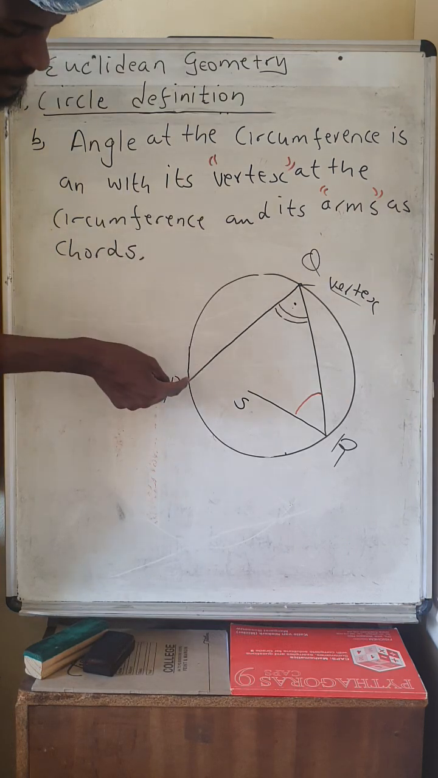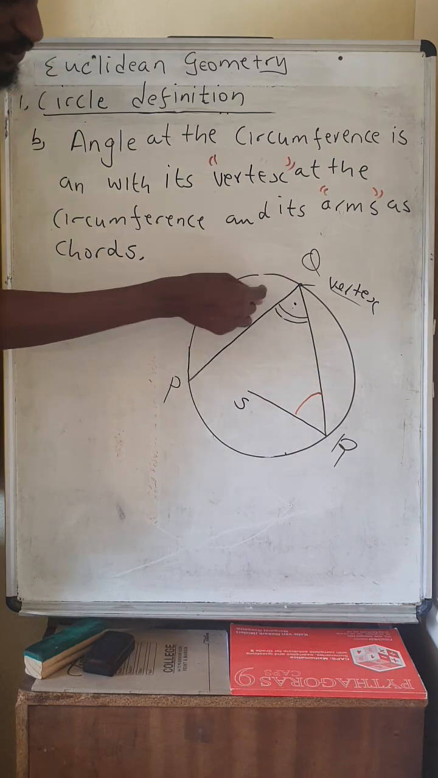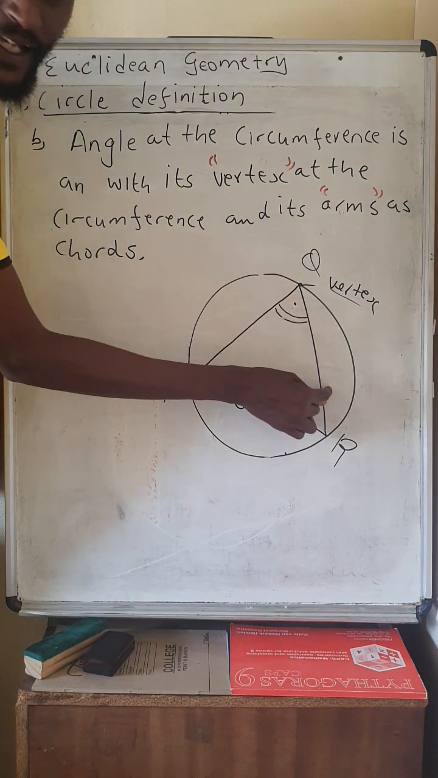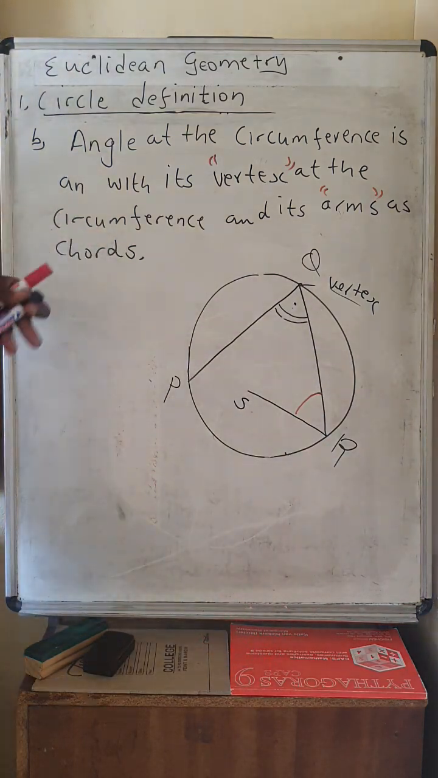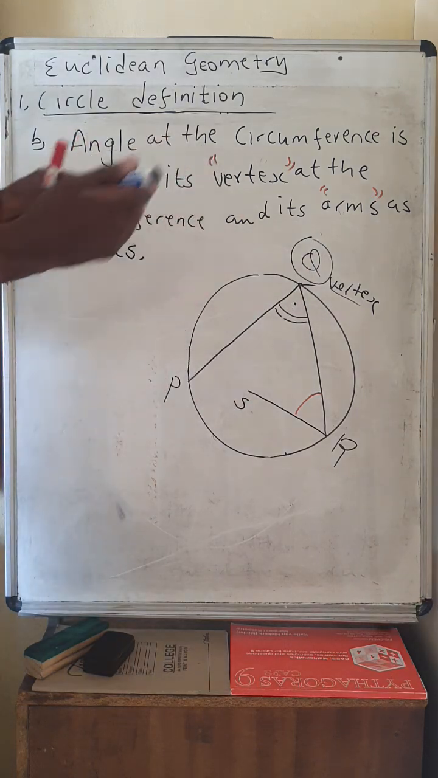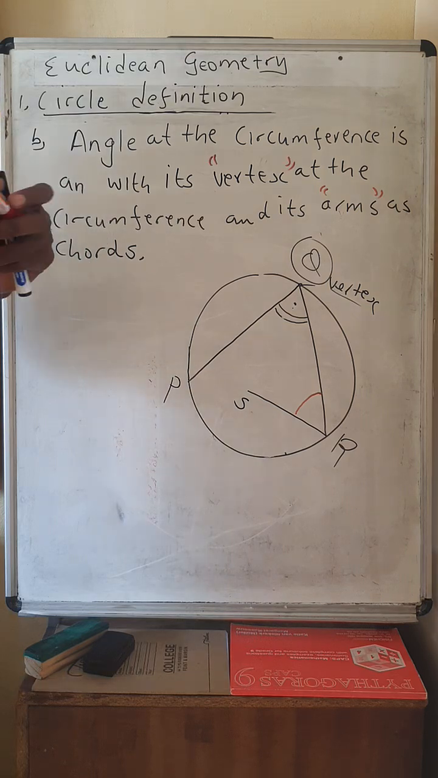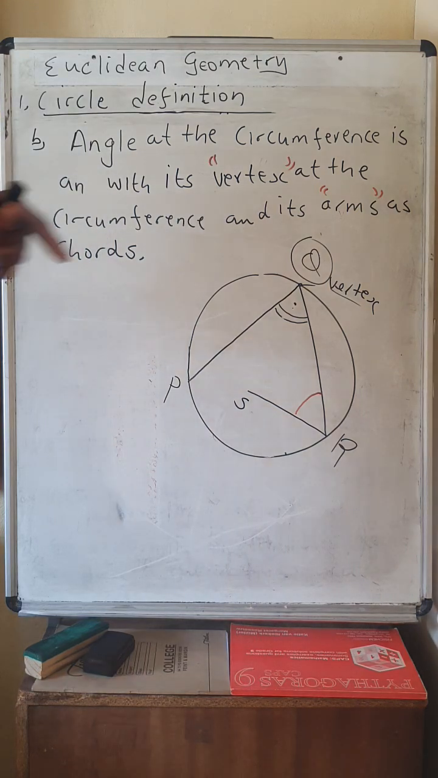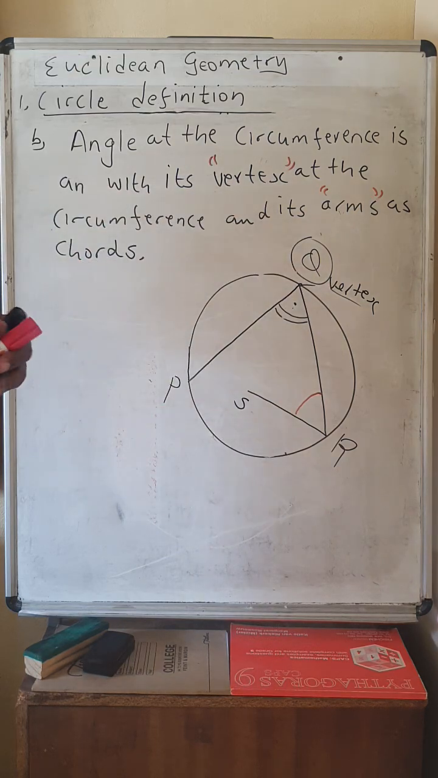Is PQ a chord? Yes, because it's a line segment that joins 2 points along the circumference. So this is a chord. This is also a chord. It is joining 2 points along the circumference. So therefore, the arms of angle Q are chords. Therefore, two conditions are met. In this case, we can say angle Q is an angle at the circumference. Why? The vertex is at the circumference and the arms are chords.